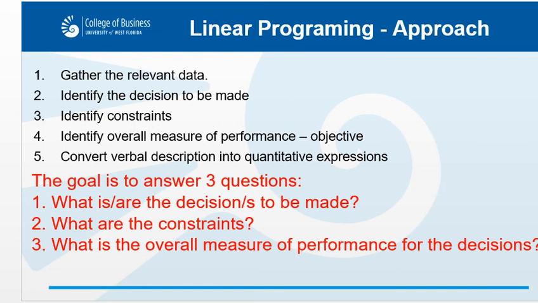Bottom line, I'm trying to answer three questions. What is the decision to be made, or what are the decisions to be made? What are the constraints? And then what is the overall measure of performance for all of the decisions when we put them back together?